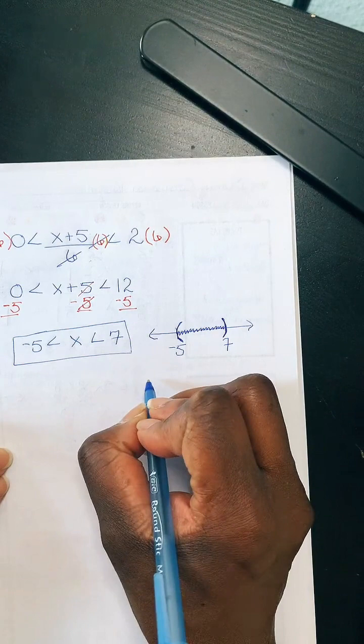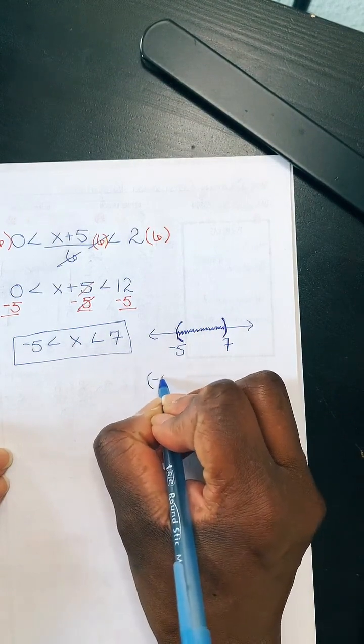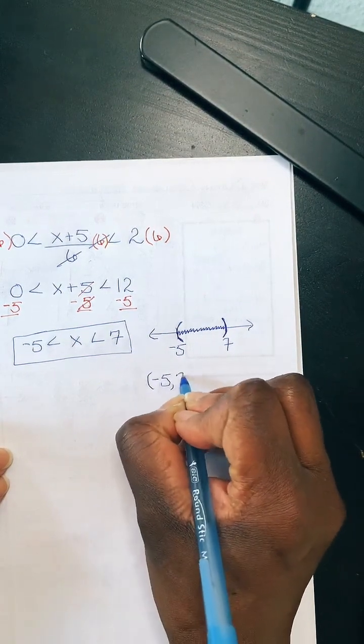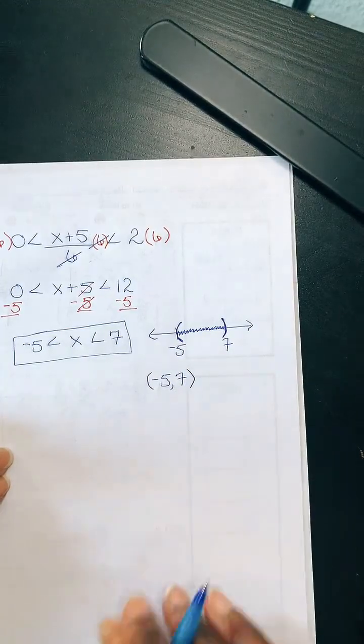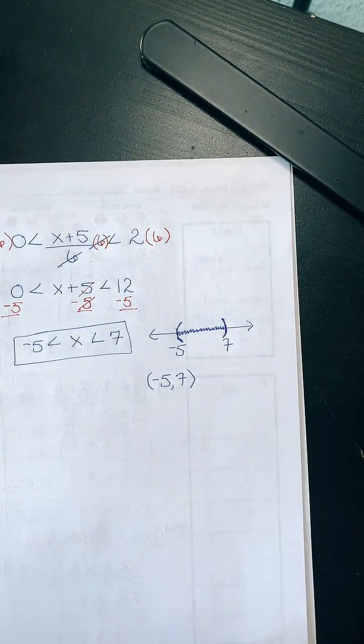So now interval notation. It'll be a parenthesis -5, 7 parenthesis. Okay. All right. Good.